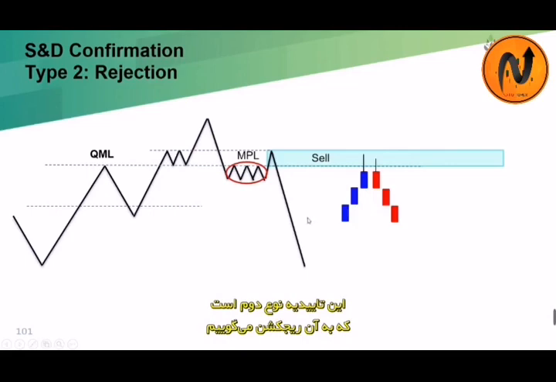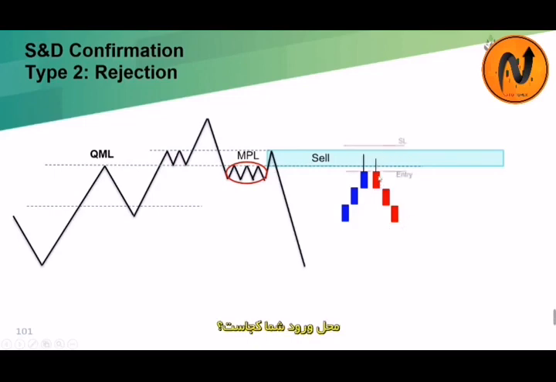All right. So this is the second type of confirmation, which is what we call rejection. So we have a bullish candlestick. Then there is a rejection. Similarly, there is another bearish candlestick and there is a rejection. The important note over here is that no price closes above or inside this zone. As long as no price closes inside this zone, then this is your confirmation. There is a rejection.